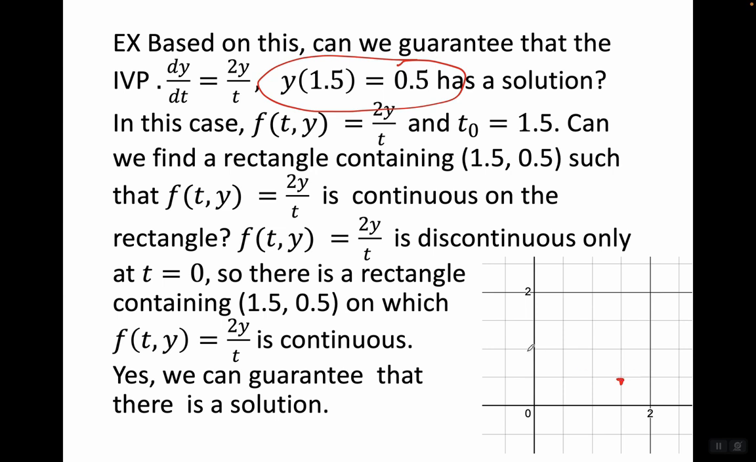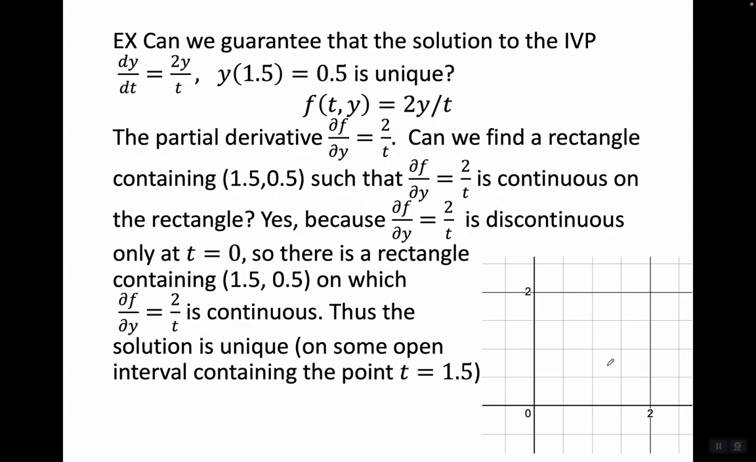You bet, because f(t, y) = 2y/t is discontinuous only at t = 0. So these are the points where t is 0. f(t, y) is discontinuous only at t = 0. So there is a rectangle containing (1.5, 0.5) on which f(t, y) = 2y/t is continuous. Yes, we can guarantee that there is a solution because, again, this function is continuous on some rectangle around (1.5, 0.5).